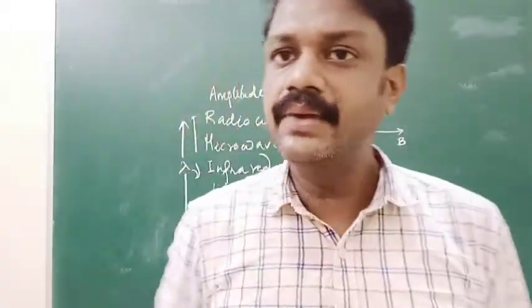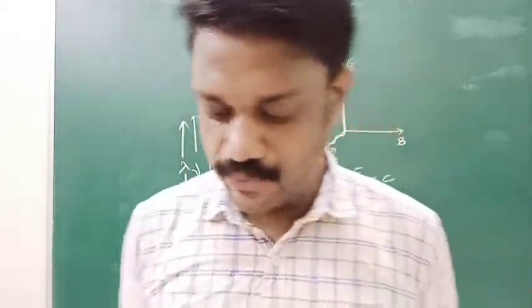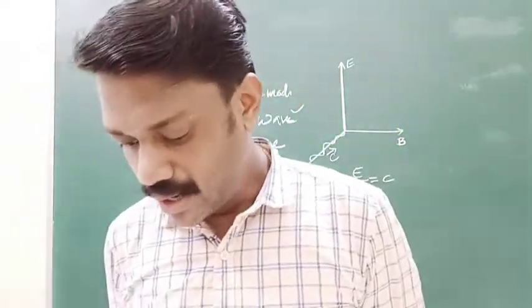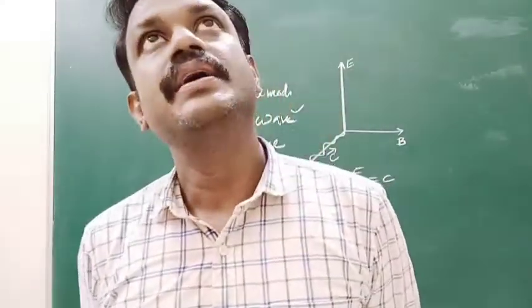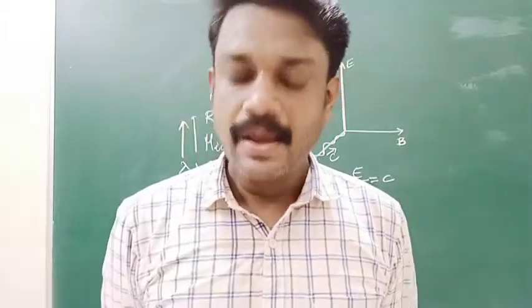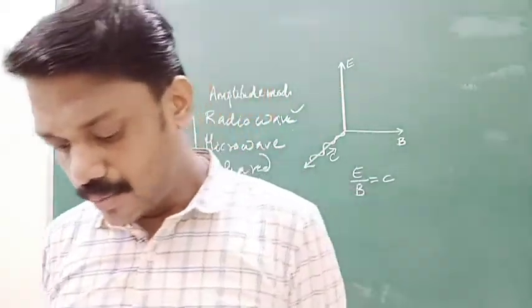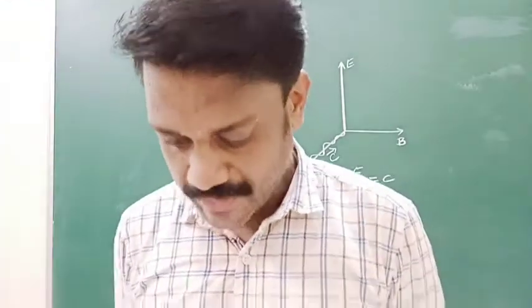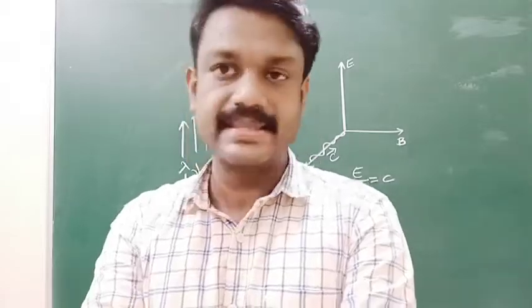Okay, then visible light. Next is visible light. You know what visible light is. The wavelength range is 4 into 10 to the power minus 7 to 7 into 10 to the power minus 7 meter, and the frequency range is 7 into 10 to the power 14 to 4 into 10 to the power 14 hertz. It is radiated by excited atoms in gases and incandescent bodies.